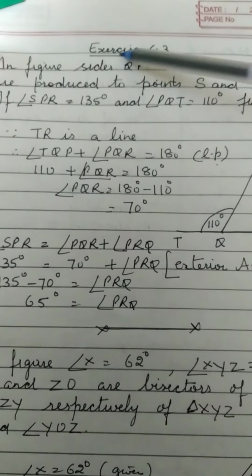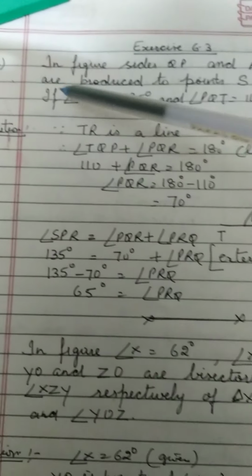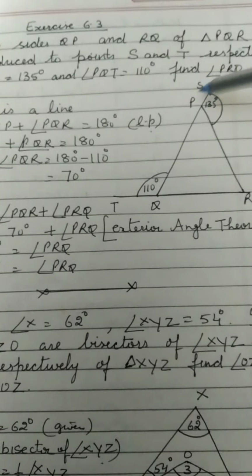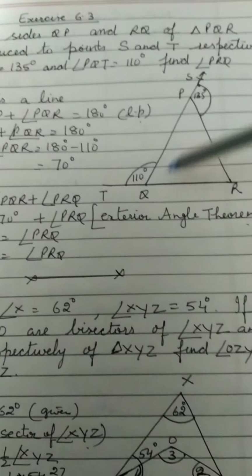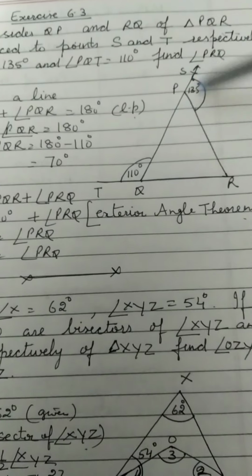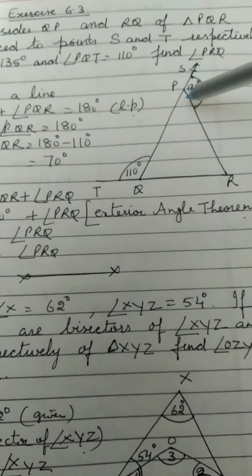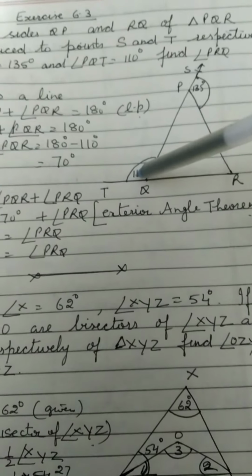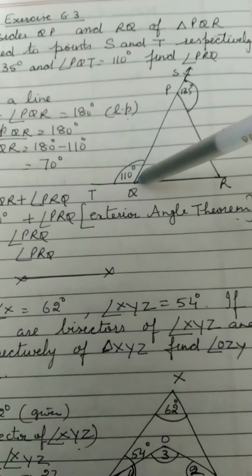Today we are starting exercise 6.3. Question number 1. In the figure, sides QP and RQ of triangle PQR. Side QP is extended to S, and side RQ is extended to T. Then angle SPR is 135 and angle SQT is 110. Find angle PRQ. We are to find angle PRQ.